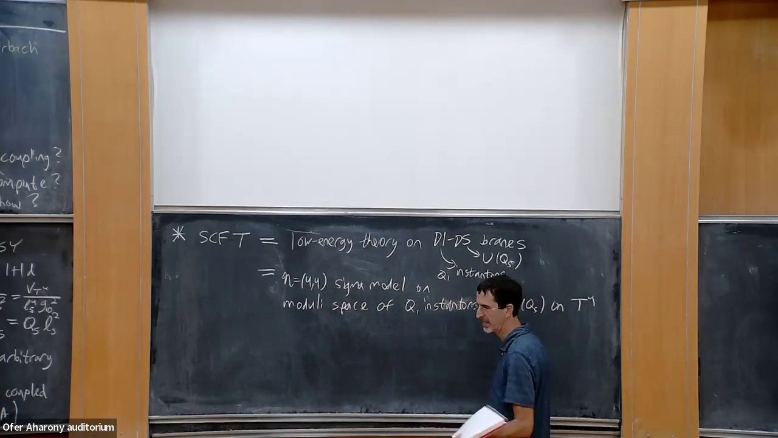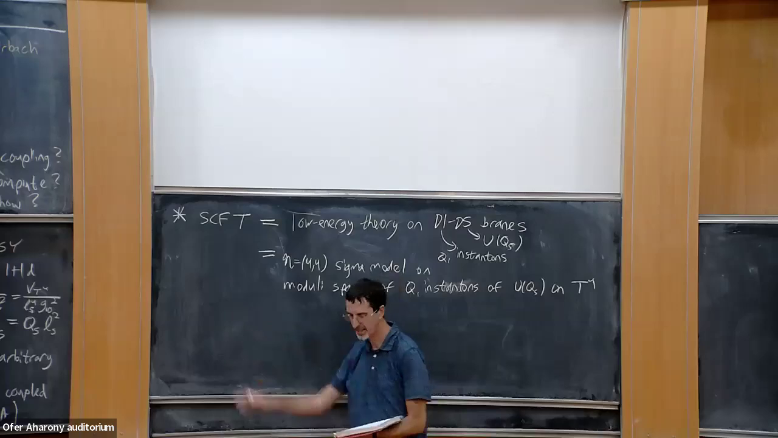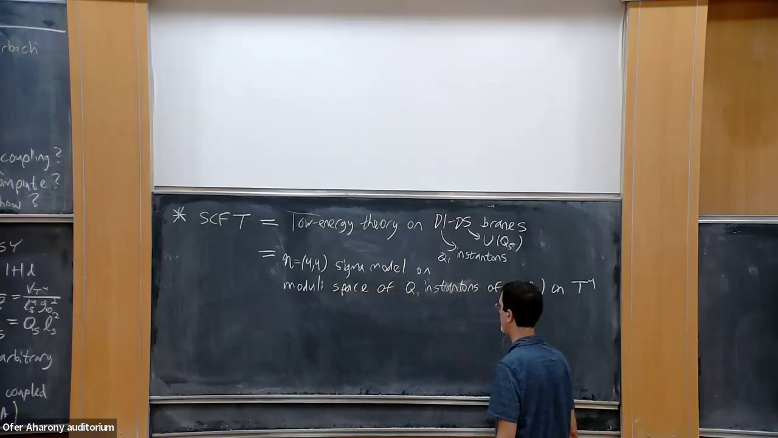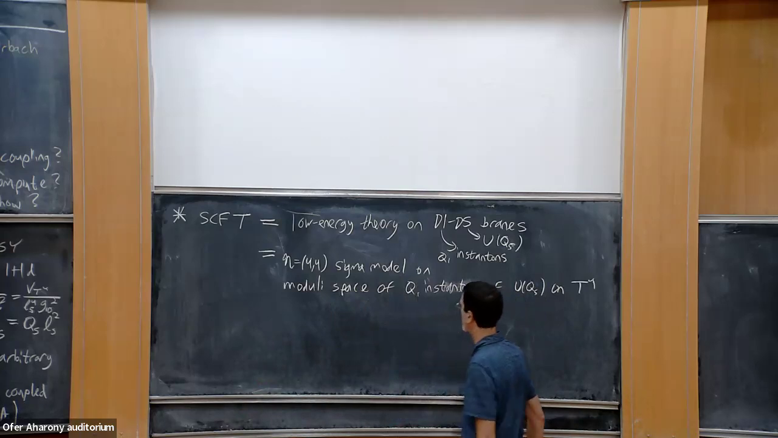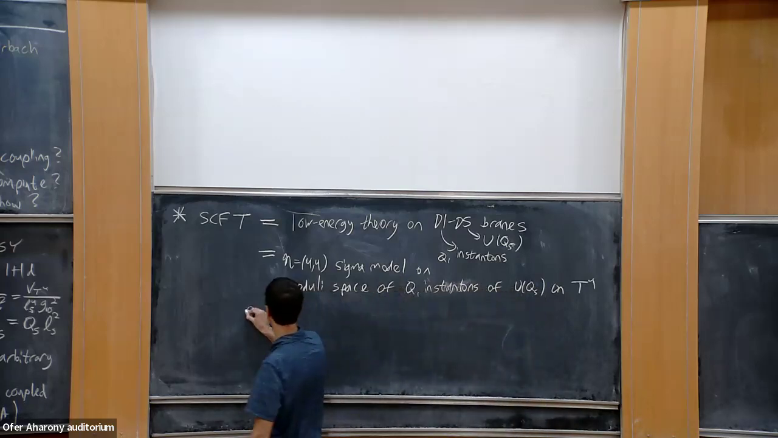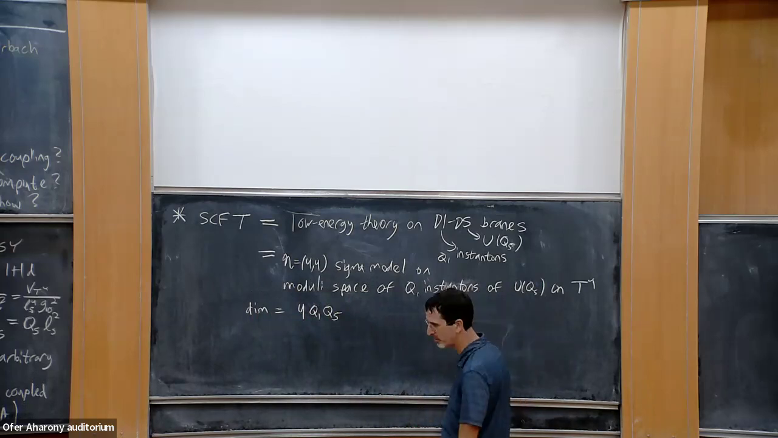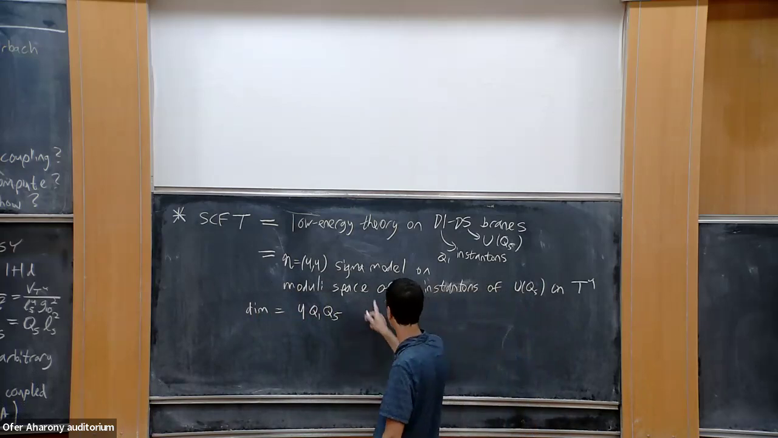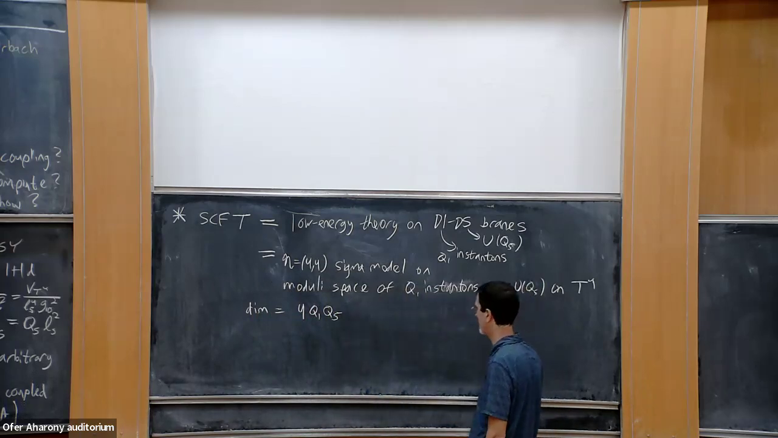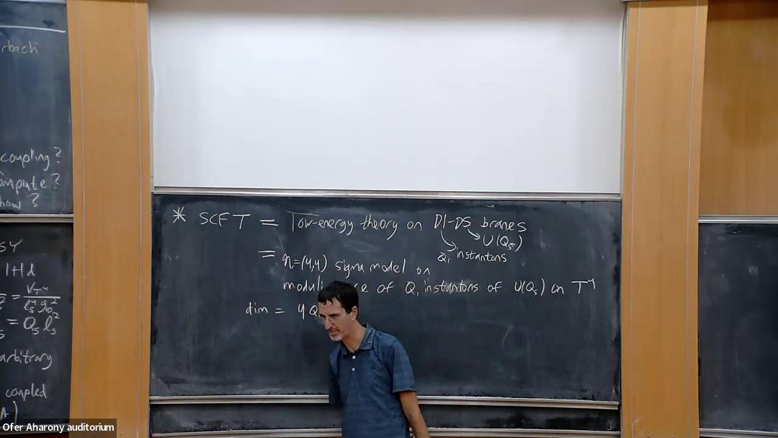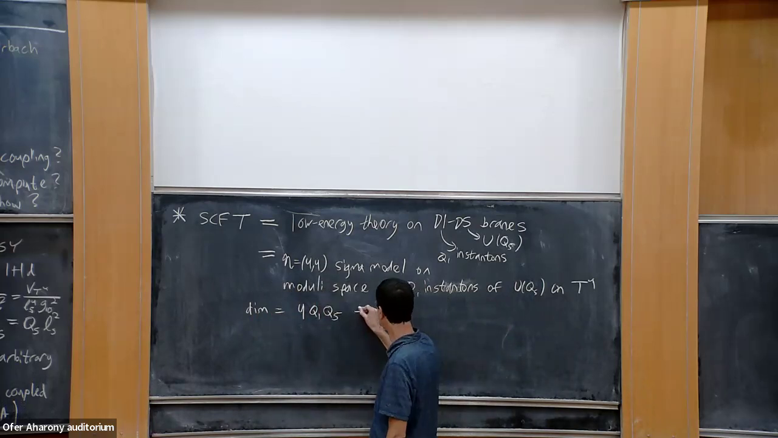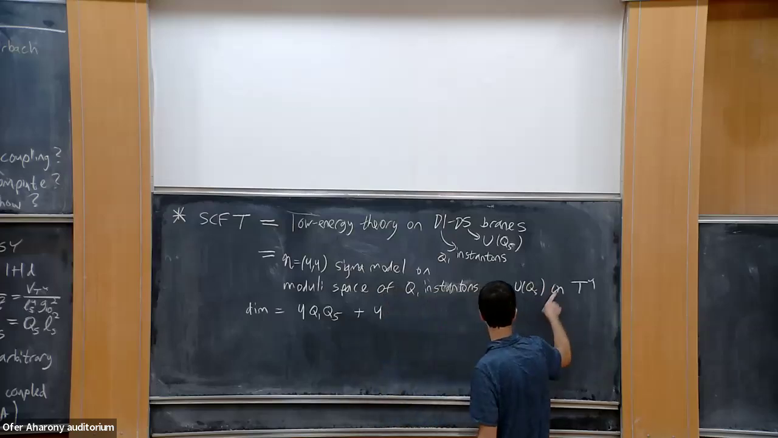So that's at least one way to describe the superconformal field theory which is dual to these backgrounds that we discussed before. Now let's ask what's the dimension of this moduli space. It has one contribution from the space of Q1 instantons inside SU(Q5). We could look at instantons in SU(Q5), not involving the U(1) part, and it's well known that the moduli space of Q1 instantons of SU(Q5) on a torus has dimension 4 times Q1 times Q5. And then there are 4 extra moduli in this case that come from Wilson lines of the U(1) factor in U(Q5) on the torus.